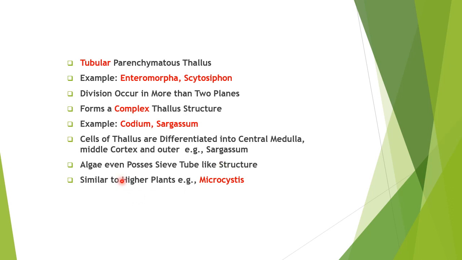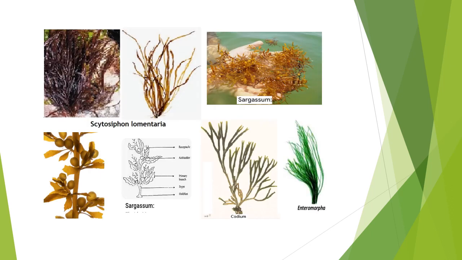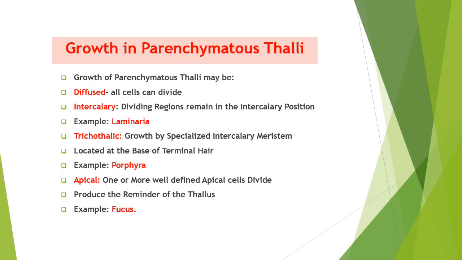So as in higher plants, you will find sieve tube-like elements in Macrocystis. So this is how Scytosiphon appears, an elongated structure here. Sargassum is appearing here. It has these air bladders, and receptacles are there. Then there are the primary branches. The stipe is there, and then there is a holdfast also. Codium, which is highly advanced, looks like this. Enteromorpha appears like this. So these are parenchymatous, with some modifications even within the parenchymatous type. These are the algae with parenchymatous types of thallus.